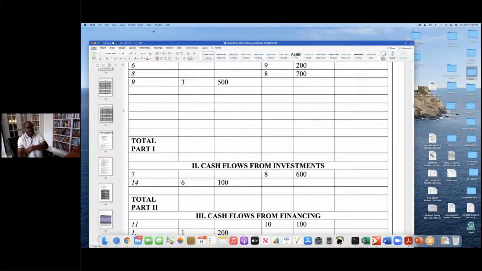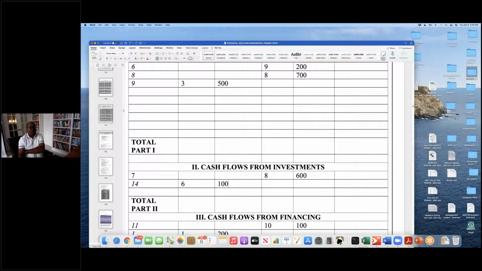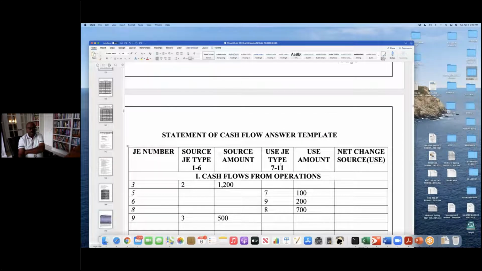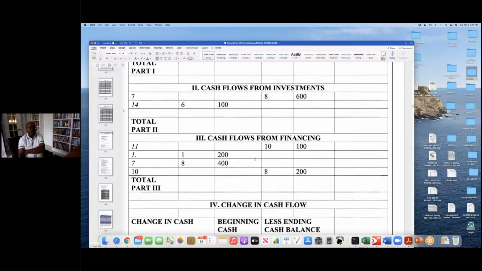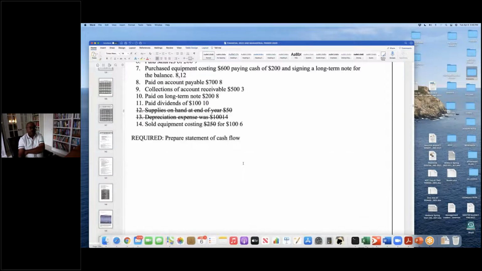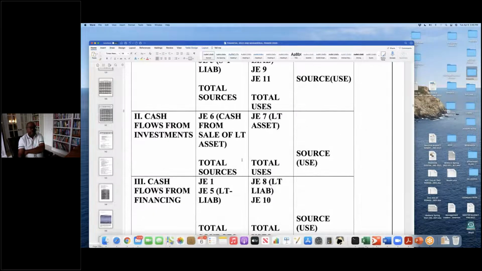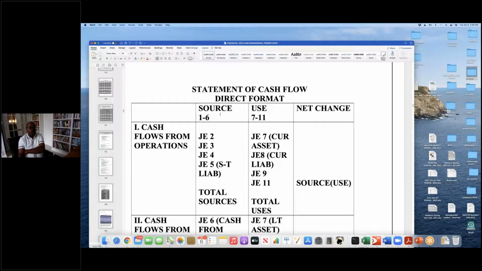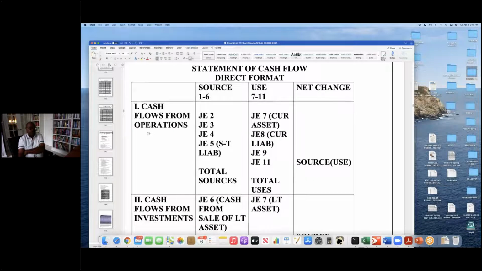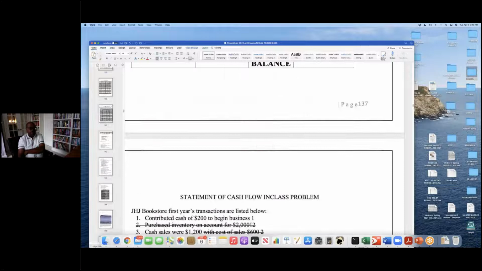So now what we've done is we spread those transactions, types 1 through 6 and 7 through 11, some in operations, some in investments, and some in financing. The information to do that comes from where it says those items should go. Should they be in the source or use in operations, investments, or financing?